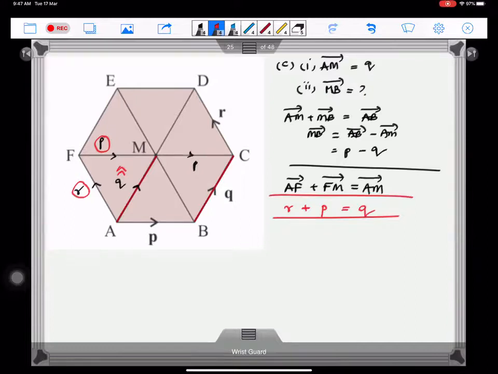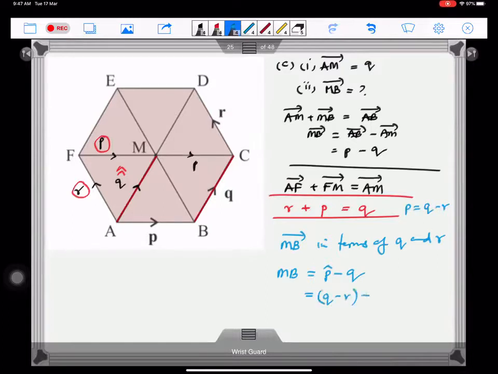Now, if someone asked, write MB in terms of Q and R, we found MB to be P minus Q. Agreed? But I don't need P. I need to replace P. So what is P equal to? Q minus R. So P equals Q minus R, plus minus Q. Therefore, MB is simply minus R, which makes sense.